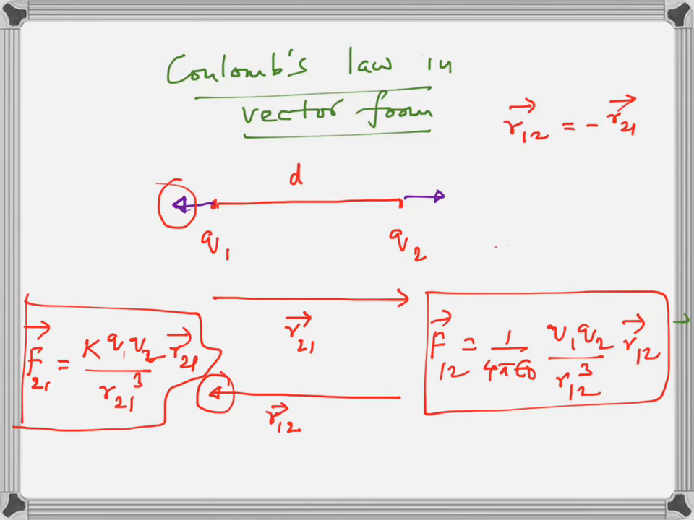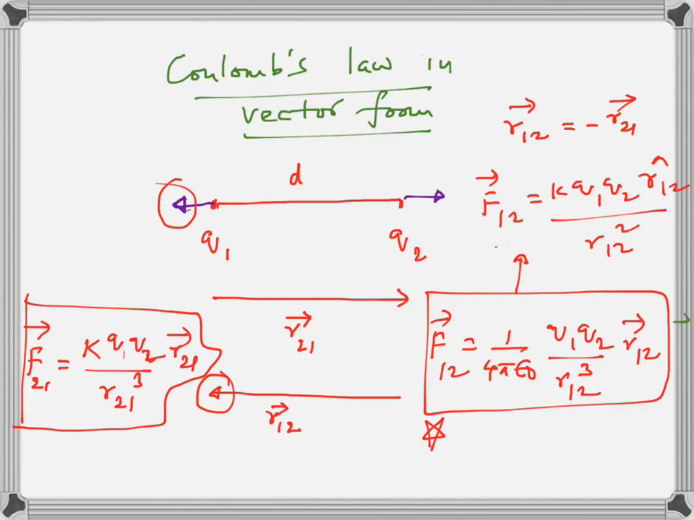Sometimes this same law is also written like this: F12 is K Q1 Q2 unit vector r12 by r12 square. Both mean the same thing. All these are different forms of writing the same law. Now, the expression for force that I have written here is valid irrespective of the type of charges, which means if you have both the charges as positive, still this is valid.